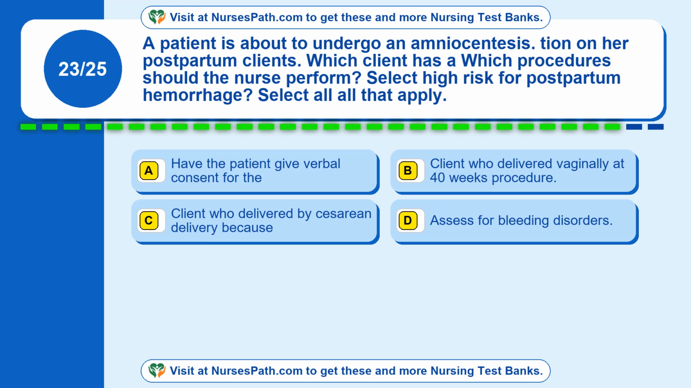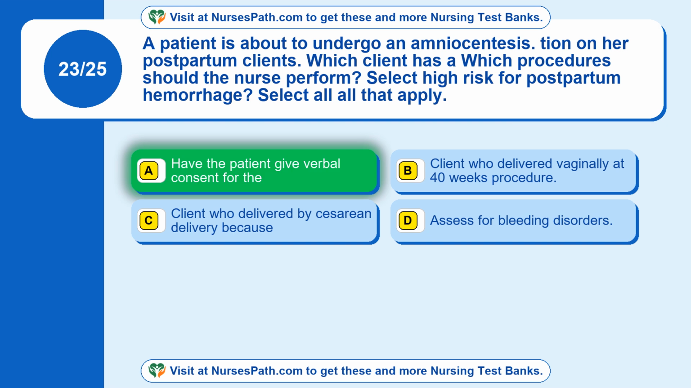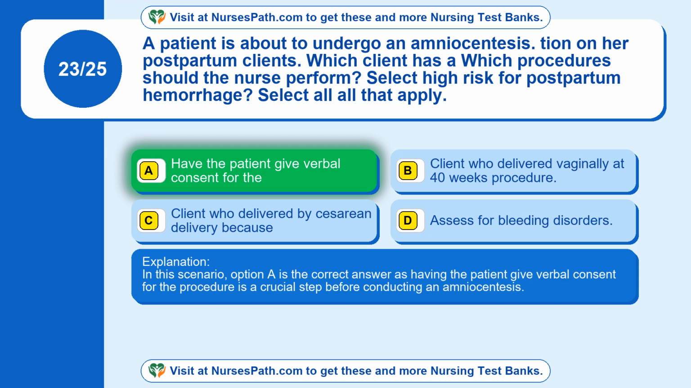Question 23. A patient is about to undergo an amniocentesis. Which procedures should the nurse perform? Select all that apply. Option A. Have the patient give verbal consent for the procedure. Option D. Assess for bleeding disorders. The correct answer is option A. Have the patient give verbal consent for the procedure. In this scenario, option A is the correct answer, as having the patient give verbal consent for the procedure is a crucial step before conducting an amniocentesis.